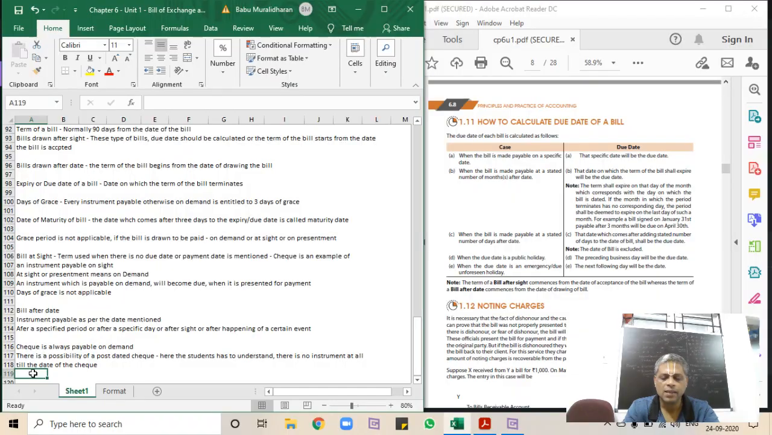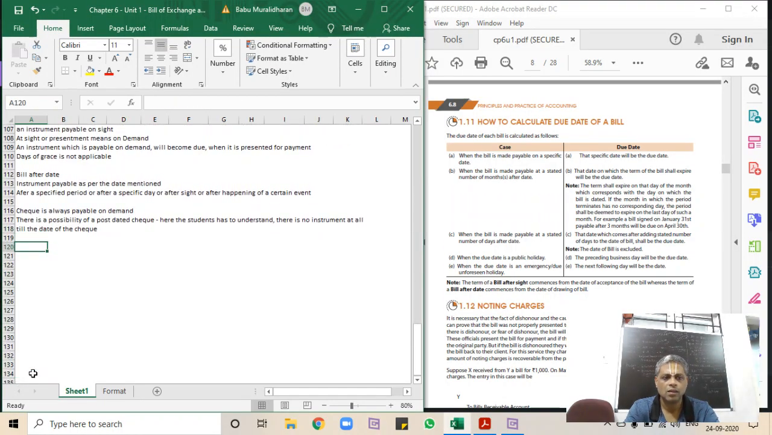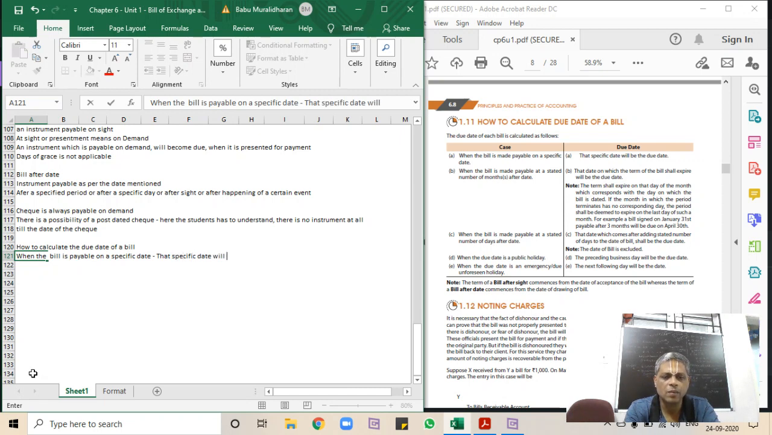Now, let's get into how to calculate the due date of a bill, right? When the bill is payable on a specific date, that specific date will be the due date.